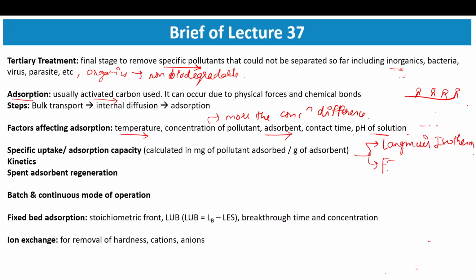Another that we can use is the Freundlich isotherm, where it assumes not a monolayer but multiple layers of pollutant forming on the adsorbent surface. Multiple layers are possible only when there is a physical bond existing between the adsorbent and the pollutant, right? So you can use these two to calculate the specific uptake.